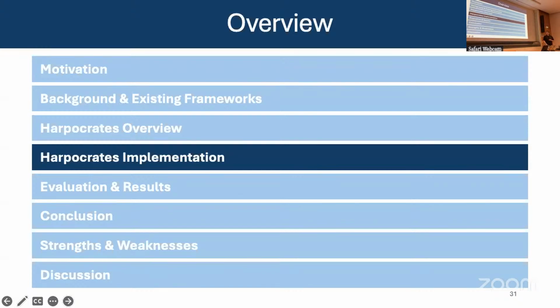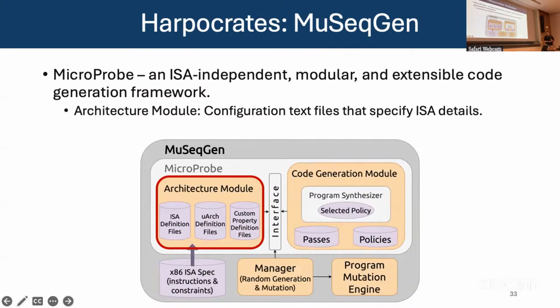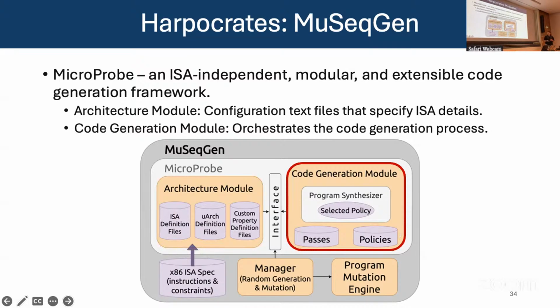And now let's take a closer look at the implementation. Harpocrates uses MuSecGen as the generator and mutator engine, and MuSecGen utilizes and heavily extends Microprobe, which is an ISA-independent, modular, and extensible code generation framework. It consists of 2 main modules. The first one is the architecture module, which consists of configuration files that specify ISA details, and then we have the code generation module that orchestrates the code generation process.